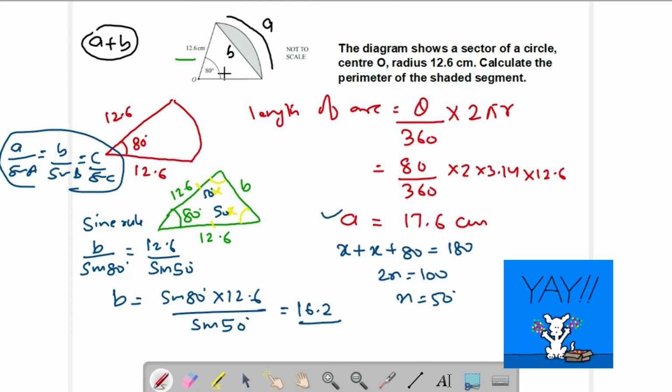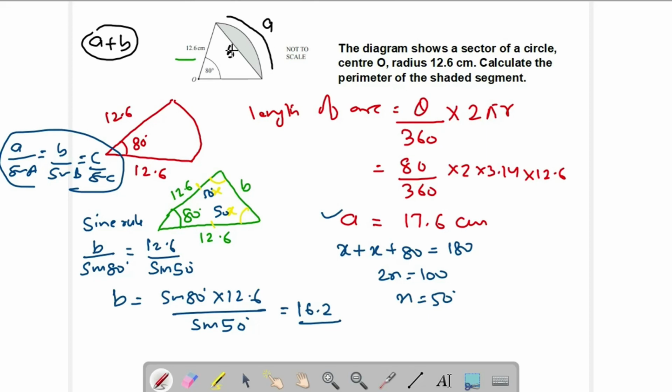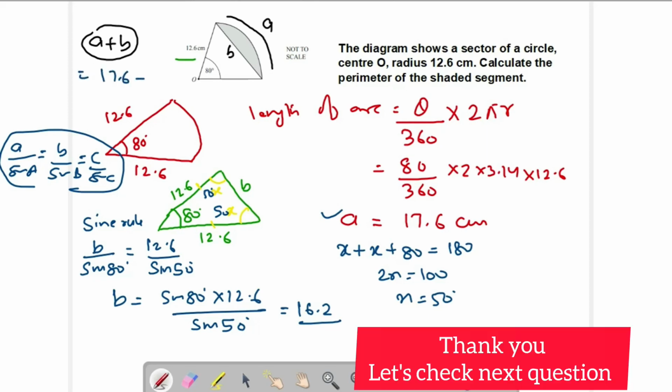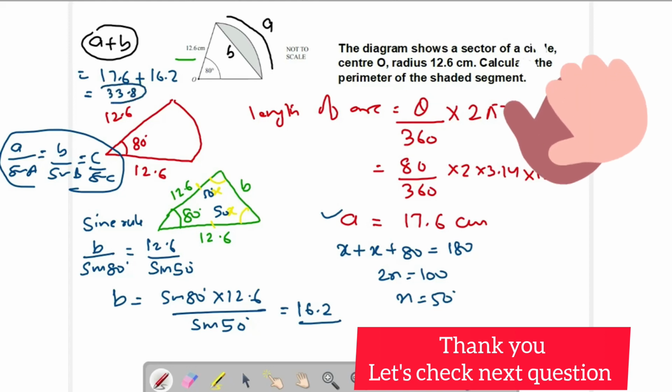So now we have the answers for A and B. We know the total perimeter of the shaded region is A plus B. So our answer is 17.6 plus 16.2, which when added gives 33.8. So this is going to be our answer.